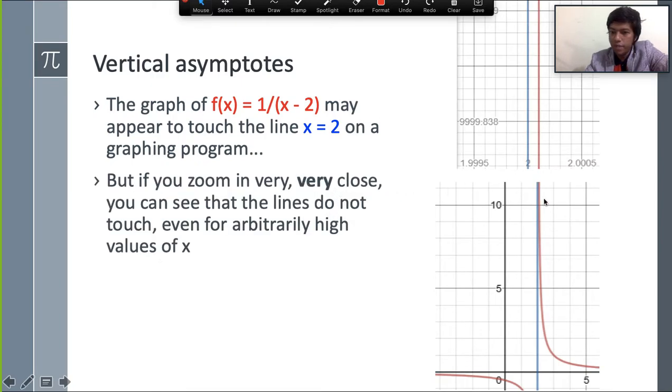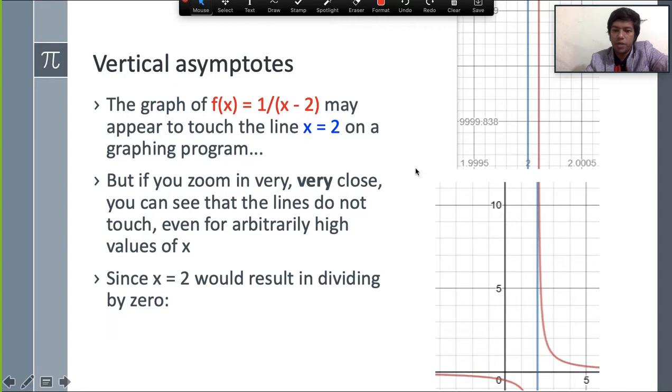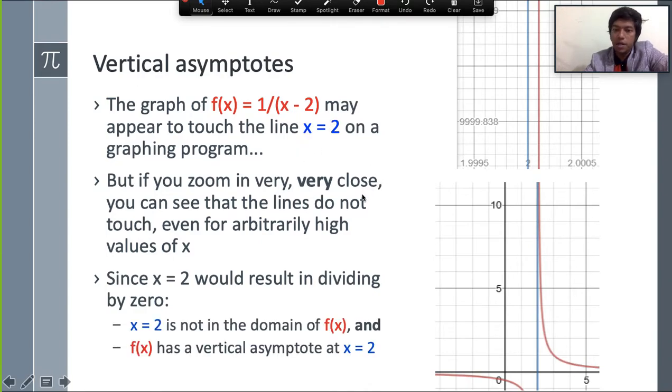And if you zoom it, it looks like, oh my god, it is touching. But if you zoom it, actually these two lines are separate. Okay? So this is a proof that actually they are not touching. This is just what we are trying to say. And if you put x equals to 2 here, that means actually it is dividing by 0. So basically at that point it is undefined.